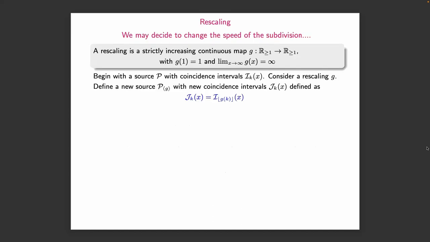Now, it is not very different, but from another point of view, we may decide to change the speed of the subdivision. So I do rescaling, and rescaling is just an increasing continuous map G, with G of 1 equal 1, and the limit of G of x is infinite when x tends to infinity. So I begin with a source P with coincidence interval I sub k of x, I consider a rescaling G, and I define a new source, P sub G, with a new coincidence interval defined like the blue expression here. So you see the new fundamental interval, and there is the old one, but here I change the time, and here I put the integer part of G of k.